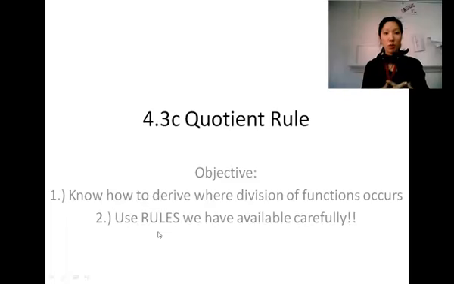So now for the rest of this 4.3 continued, we learn also the quotient rule, which if you have two functions divided by each other, so a function divided by a function, you can't just derive the top, derive the bottom, and then divide. You actually have to do a process, which is called the quotient rule.